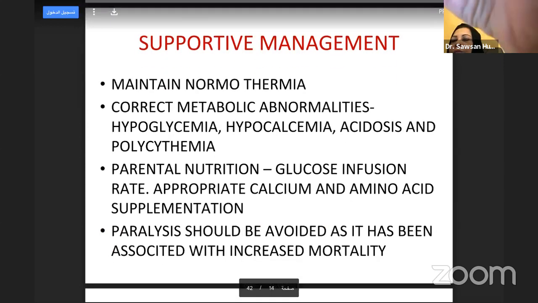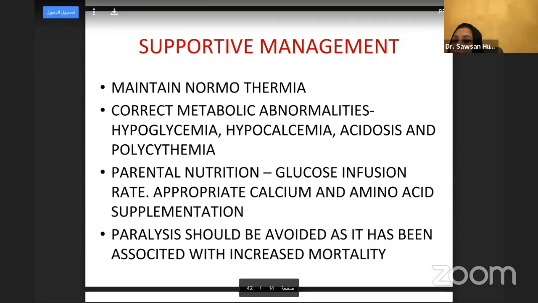What is the supportive management? Of course, you need to maintain the temperature of the baby. If there are any metabolic abnormalities, you have to correct them to avoid persistent pulmonary hypertension, like hypoglycemia, hypocalcemia, acidosis, polycythemia. All these factors should be prevented. Parenteral nutrition, if you need it, like if the baby cannot feed for any reason, you have to maintain appropriate calcium and amino acid supplementation.